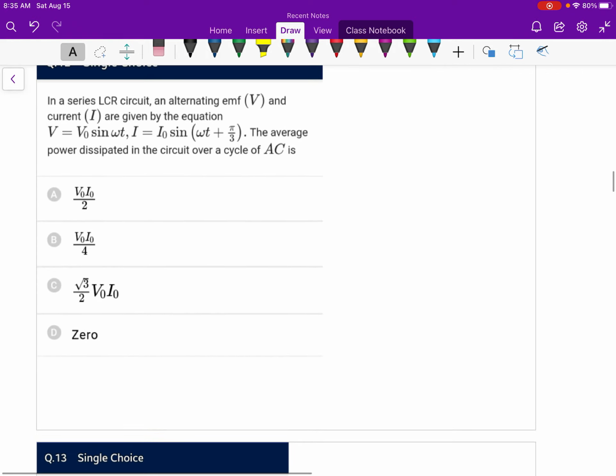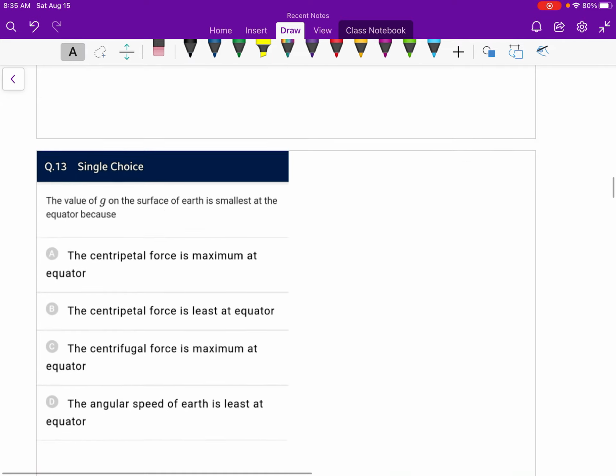V is this, I is this, the average power. So P average is V RMS, which is V naught by root 2, times I RMS, which is I naught by root 2, into cos phi, which is pi by 3. So this is V naught I naught by 4. So B is the correct option.